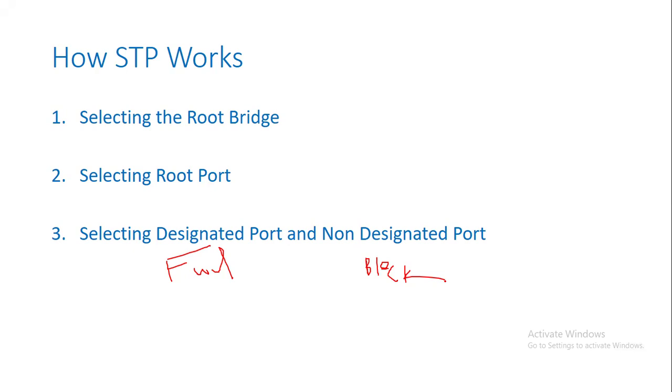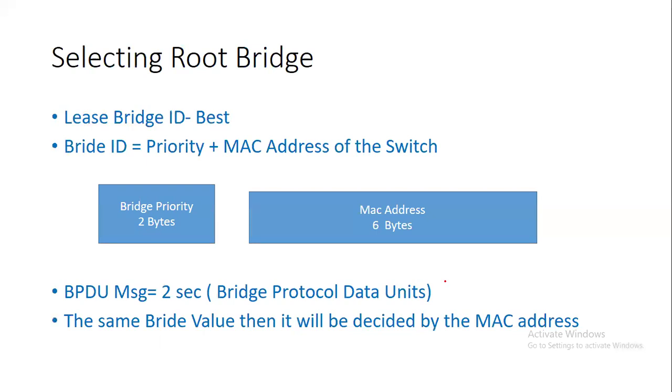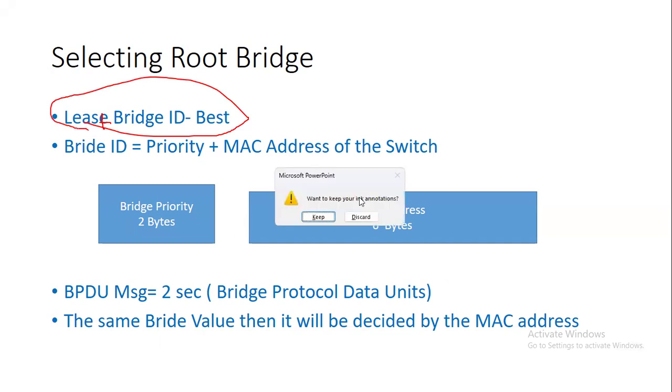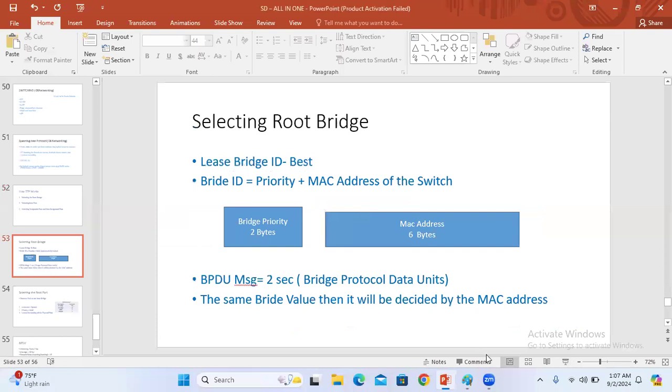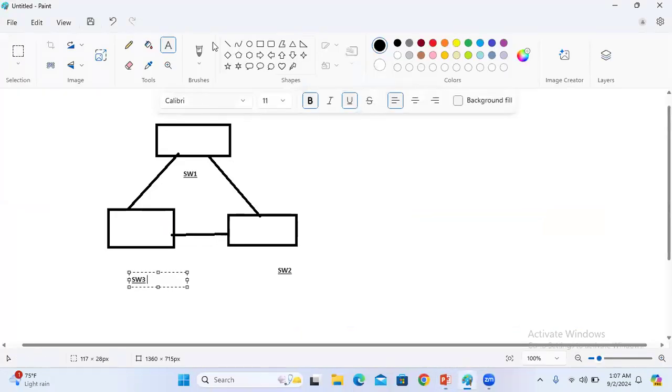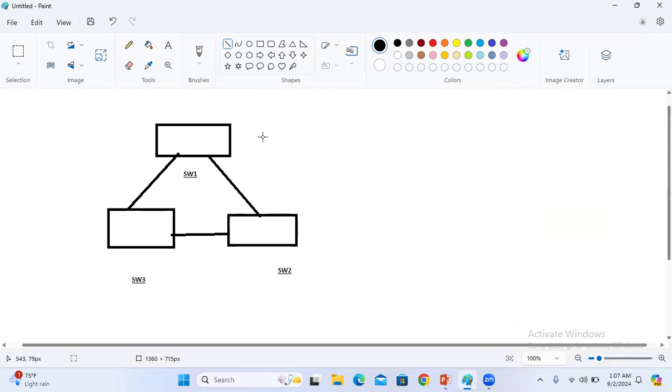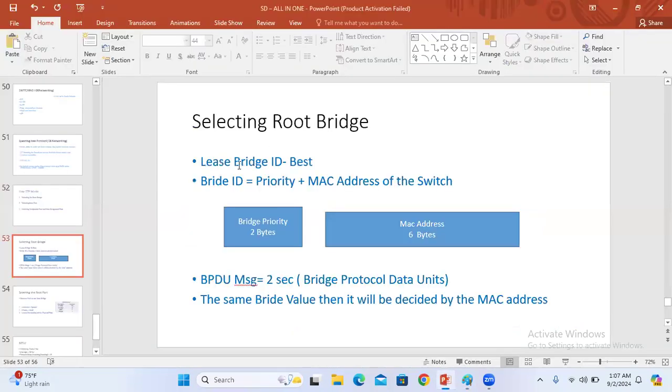So that is the things that come under the STP. And the first point is how we will be selecting the root bridge. Having the lowest bridge ID, that comes under the best bridge ID. Let me open the example, the sentence which is mentioned, the lowest bridge ID.